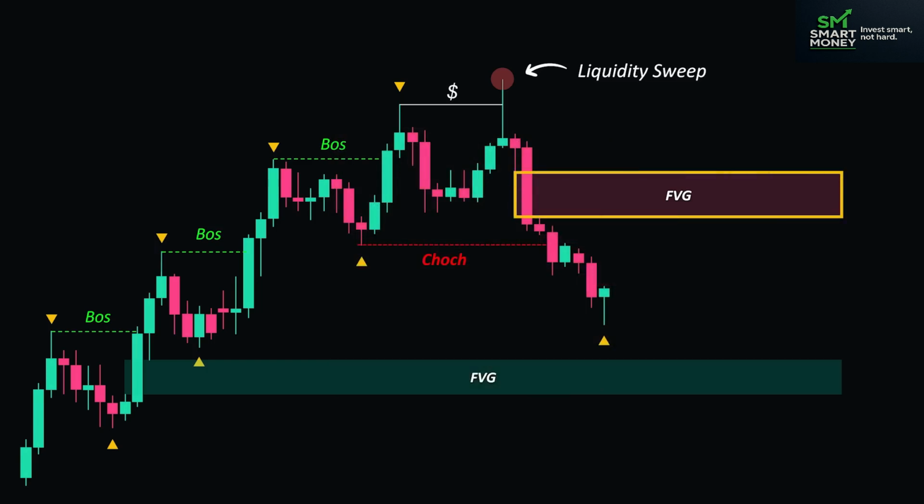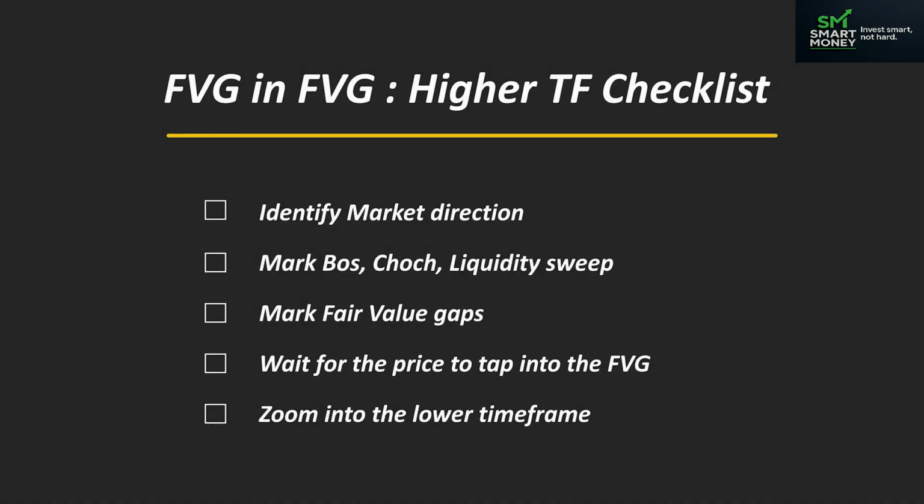After identifying the optimal trading zone, we wait for the price to tap into that area and then move to a lower time frame to look for reversal confirmations and execute the trade. This is the general approach of the trading plan. Here is the checklist of concepts that we apply to the higher time frame.